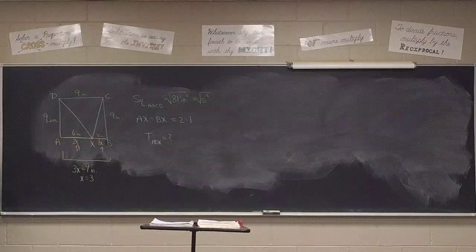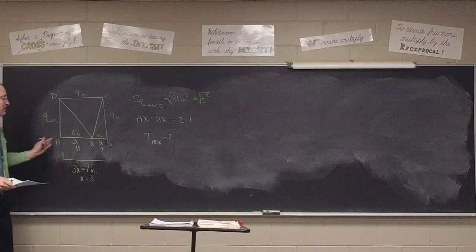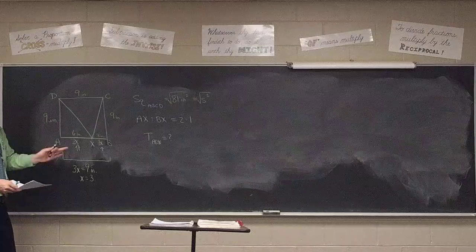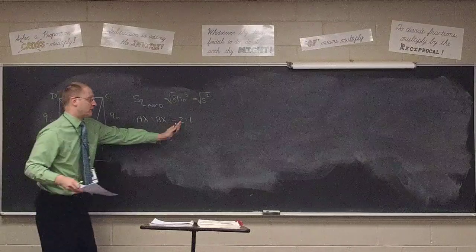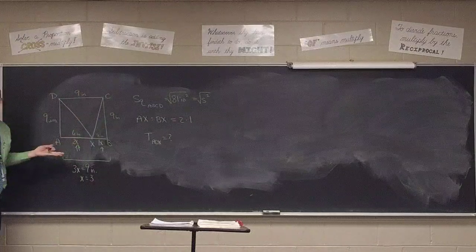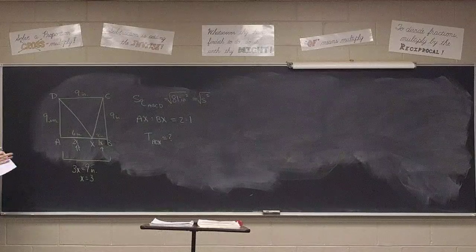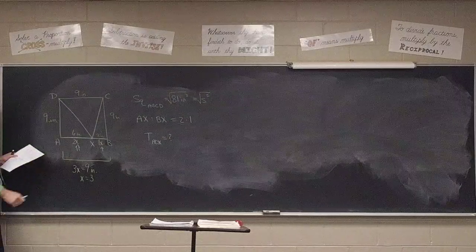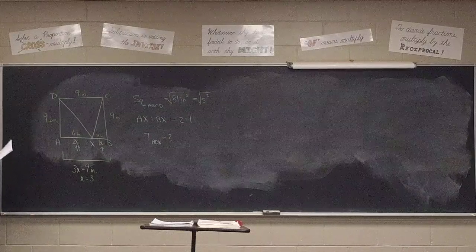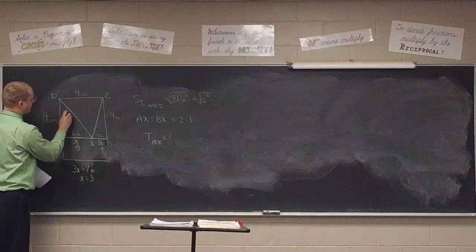Now, technically, you could have done it without algebra, right? You could have said, well, I know it's 9, and the only way to split 9 so that one piece is twice as big as the other would be to say 6 and 3. You could have kind of figured that out just logically, but here's the algebra mathy way to figure it out. We're now ready to move on to the area of triangle ADX.